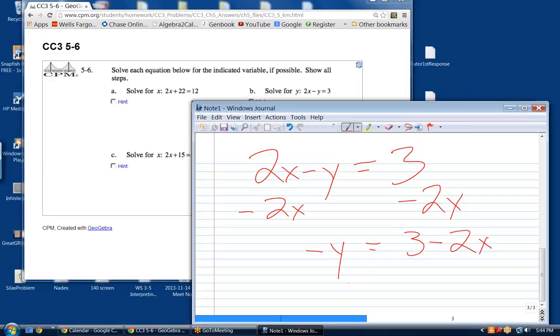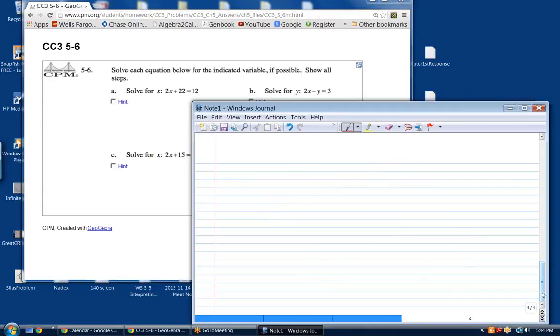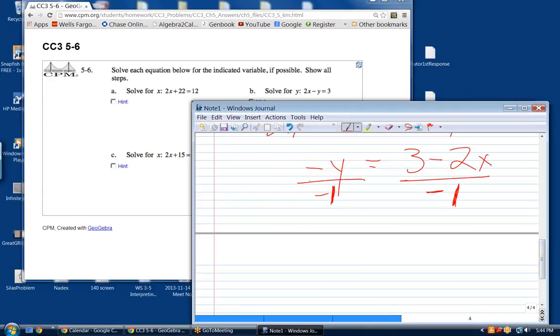Then you would do... What do I have to divide by in order to get y all by itself? 2x. No, I got to divide by minus 1. Minus 1? Uh-huh. That minus y divided by minus 1 is equal to y. The minuses become a positive and you end up with y. Y equals... And 3 minus 2x divided by minus 1 is 2x minus 3.